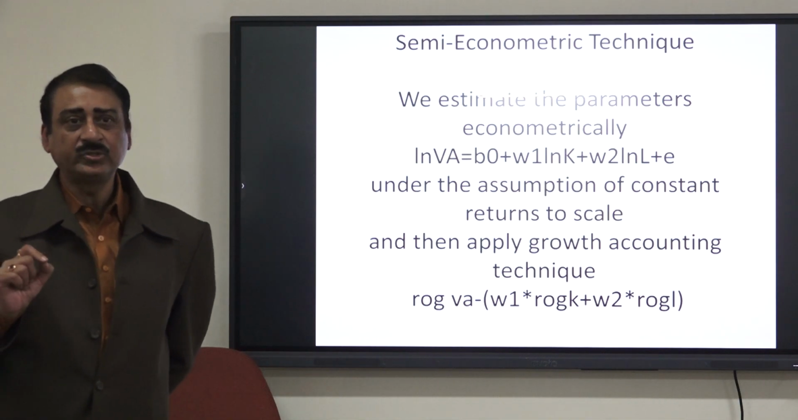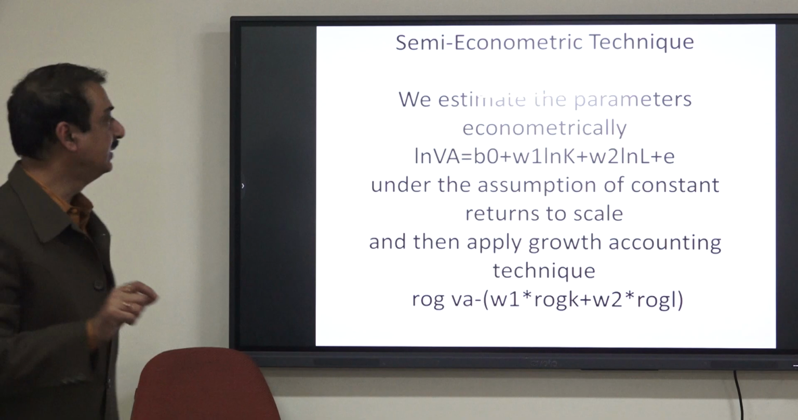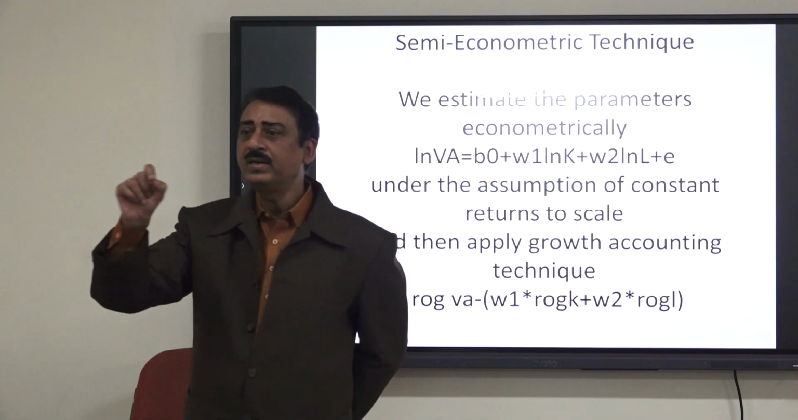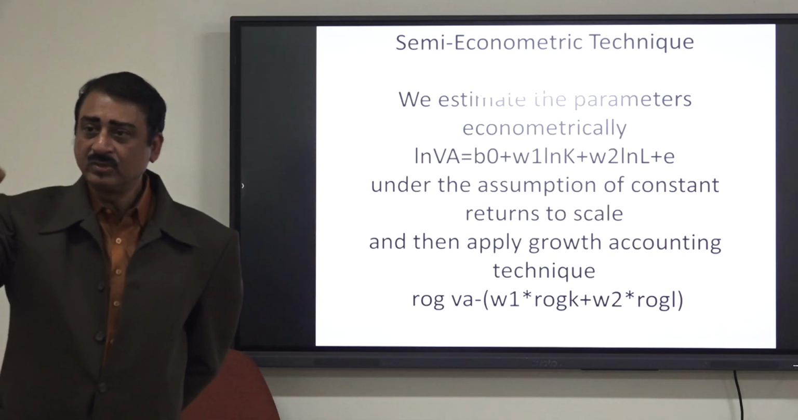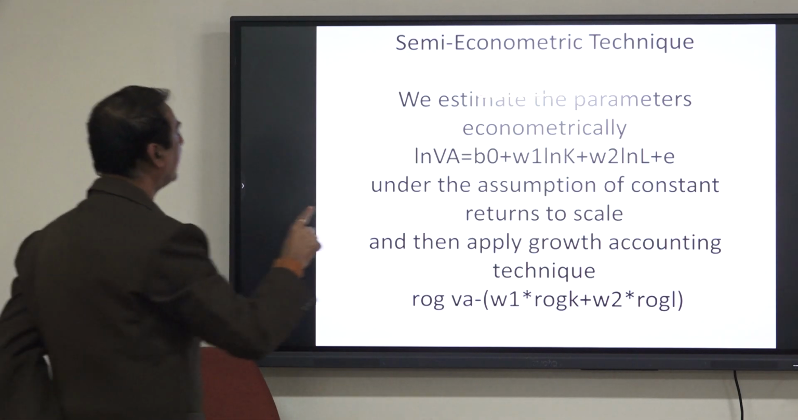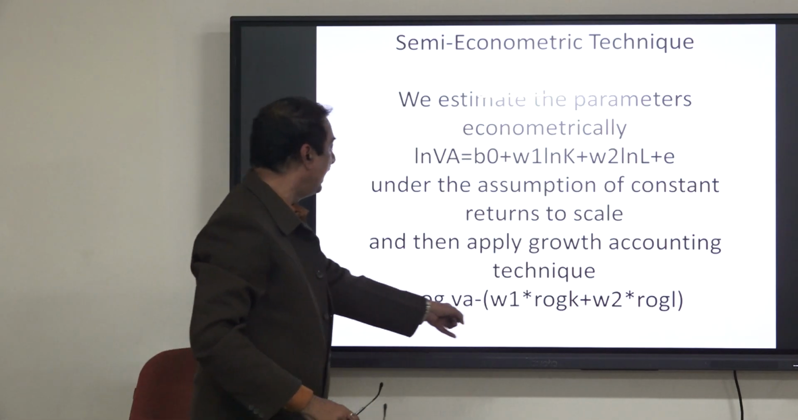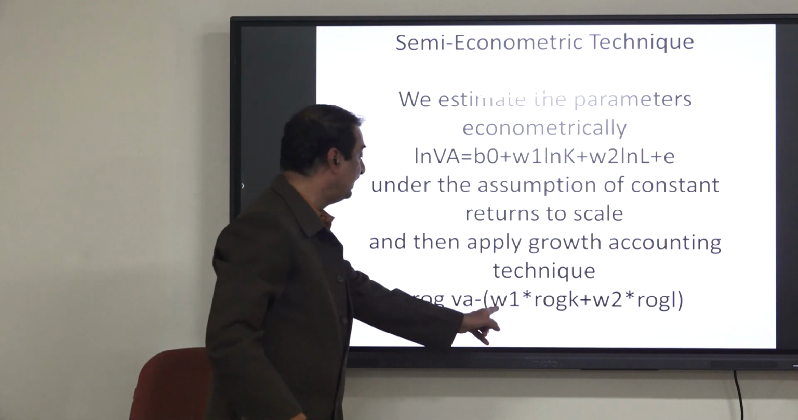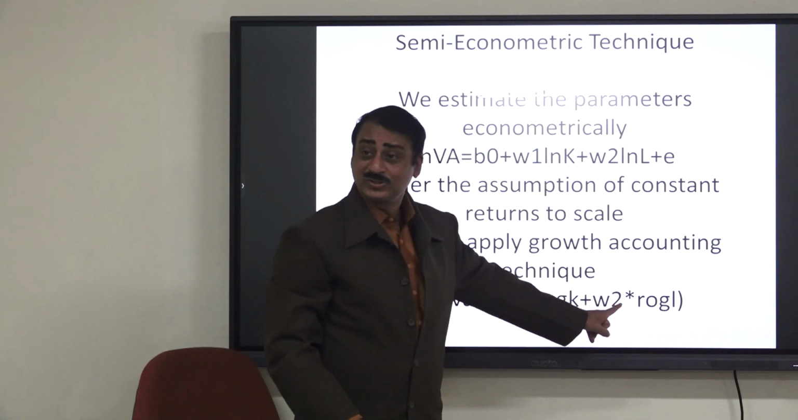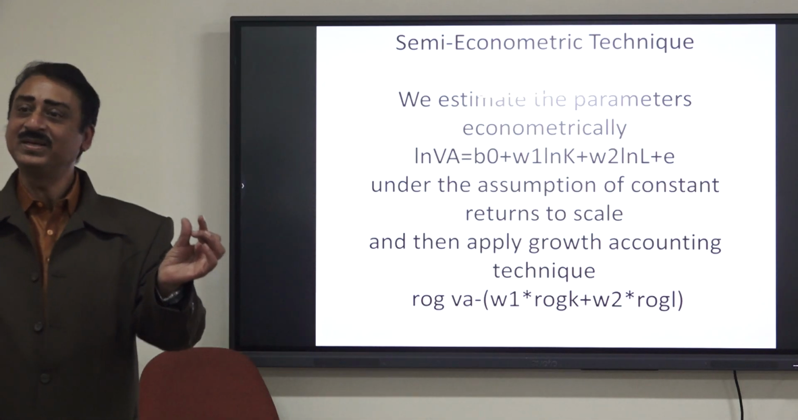So the regression should not be an unrestricted regression. It should be a restricted regression: when you are regressing log of value added on log of capital and log of labor, you give a command that the coefficient of capital and the coefficient of labor should sum to 1. Once you put that restriction, you will get W1 and W2. Once you have that, you calculate the rate of growth of value added minus W1, which is known to you, times the rate of growth of capital, minus W2, which is also known to you, times the rate of growth of labor. Then you can work out the residual.